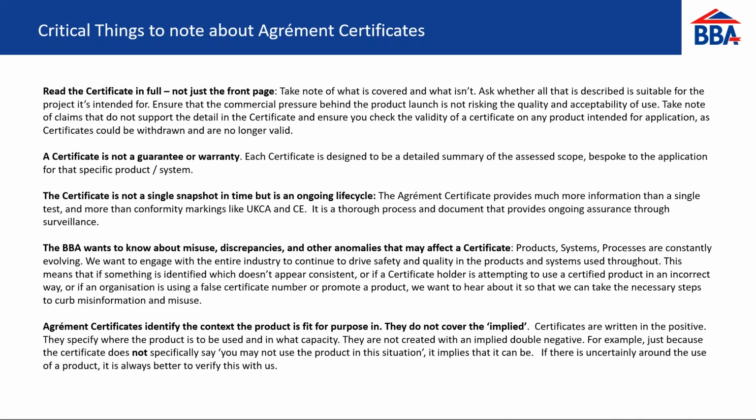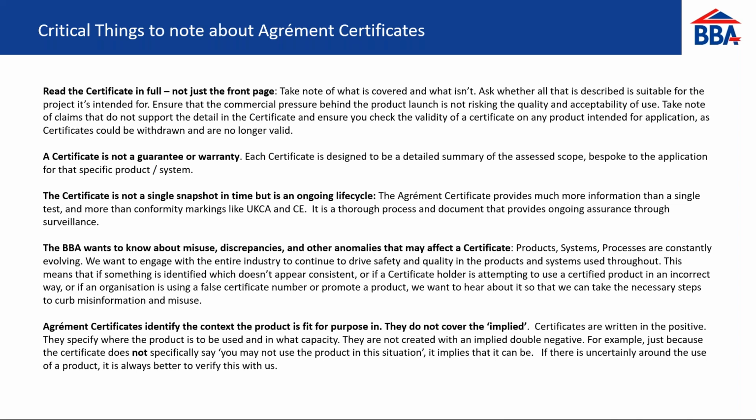The BBA also wants to know about any misuse, discrepancies, and other anomalies that may affect the use of the certificate and its validity. We have products and systems, and we know the processes are constantly evolving, as with the technology. And we want to engage with the entire industry to continue to drive safety and quality in the products and systems in construction. This means that if something or someone identifies something that doesn't appear consistent, or a certificate holder is attempting to use a certified product in an incorrect way, or even if an organization, not the certificate holder, a completely different organization, may be using false certificate numbers to promote products, we would like to hear about it so that we can take the necessary steps to curb misinformation and misuse.